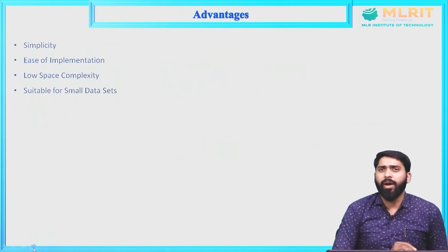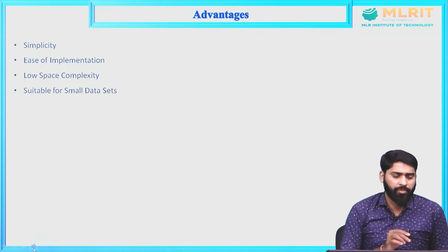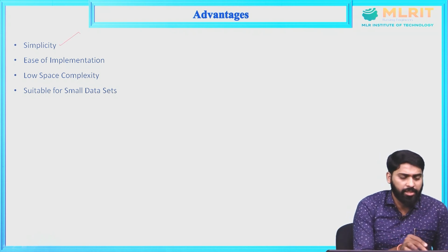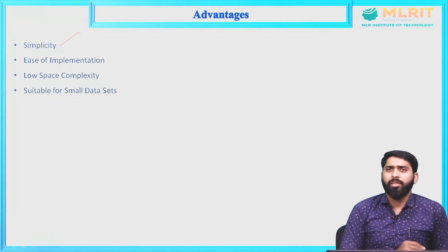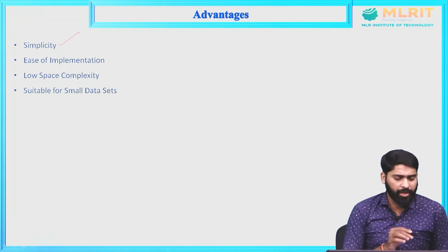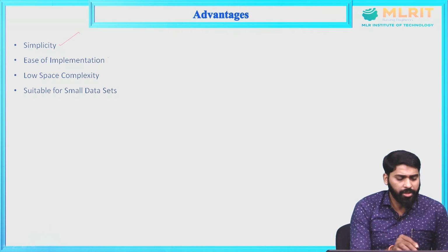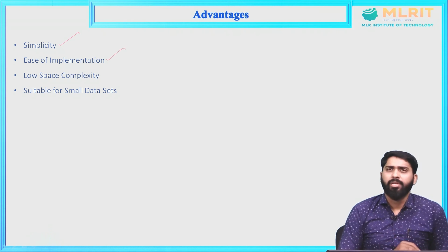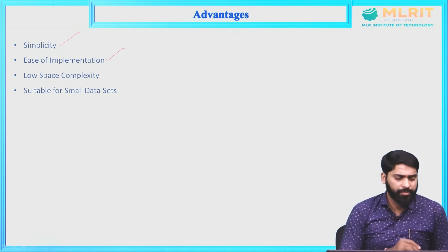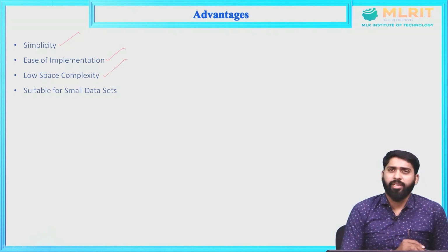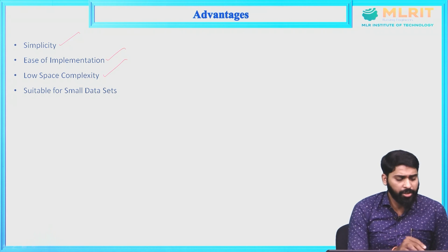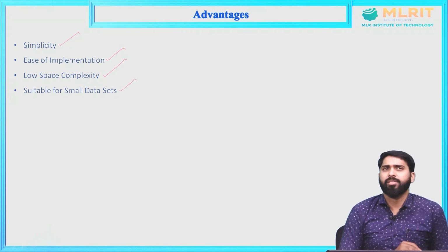So coming to advantages of linear search, first one is it is simple. It is simple to implement. The algorithm is very simple. Second advantage is ease of implementation. Easily we can implement. Third one, low space complexity. We don't need any extra space, and it is suitable for small data sets. Okay, these are the advantages of linear search.